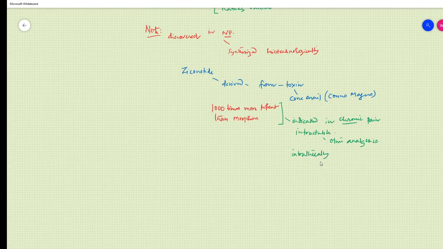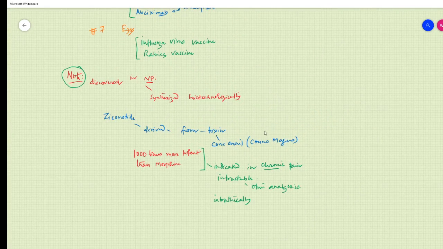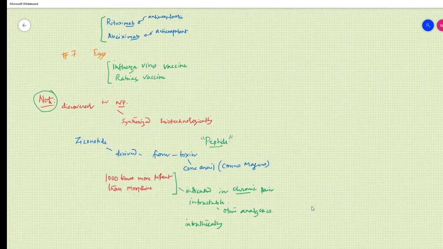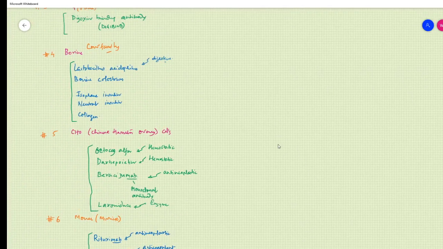Okay, and it is basically for this very, very severe pain which cannot be controlled by other analgesic drugs. So this is an example of drugs which are discovered in natural products but later on synthesized biotechnologically. So the natural product is no more derived from the cone snail. It's basically a peptide, so if it's a peptide, it can be made biosynthetically in biotechnology, in an organism, a microorganism.